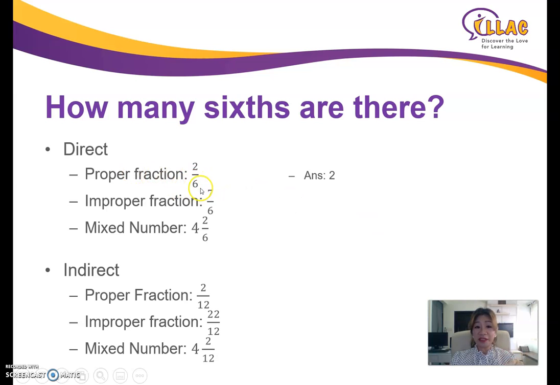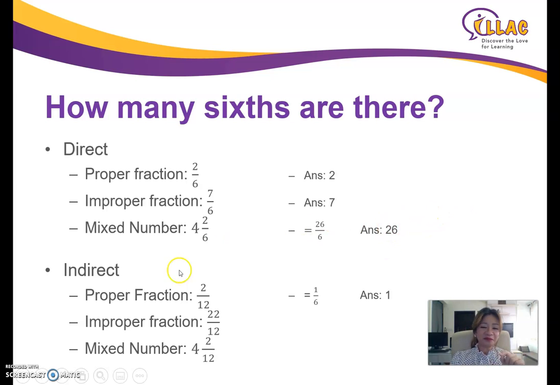So over here, how many 6s are there? 2. 2, 6. How many 6s? 2. 7, 6. How many 6s? 7. Okay? 4 whole, 2 over 6. What must you do? Convert into improper. 6 times 4, 24. 24 plus 2, 26. 26 sixths. How many sixths are there?